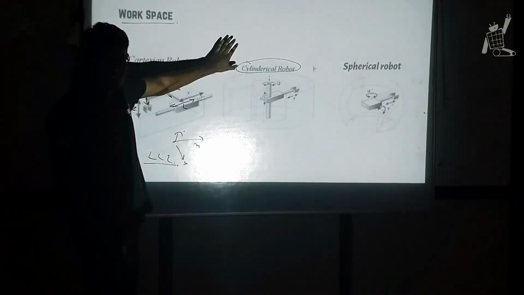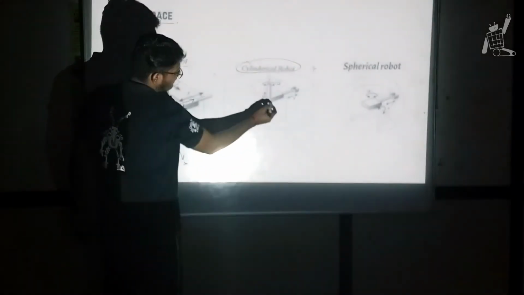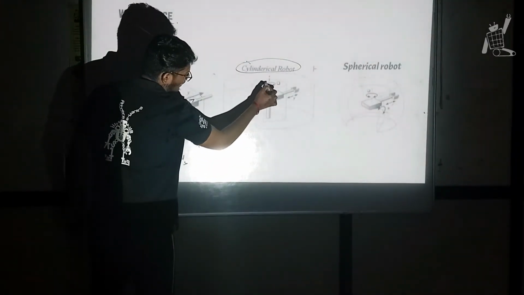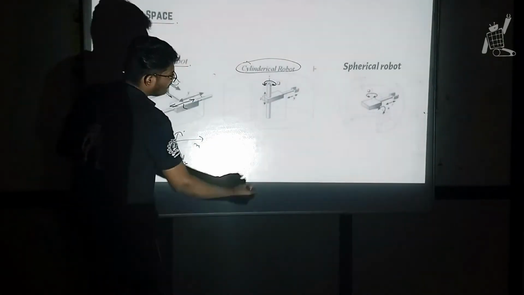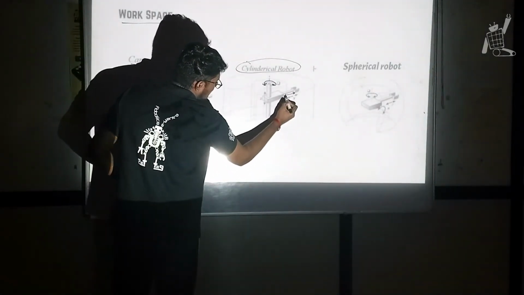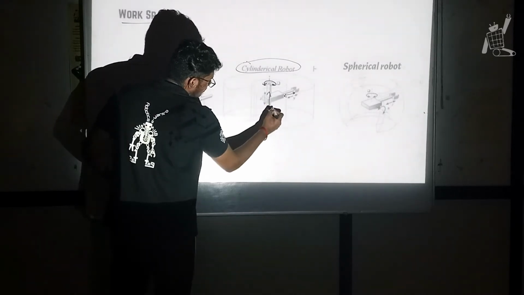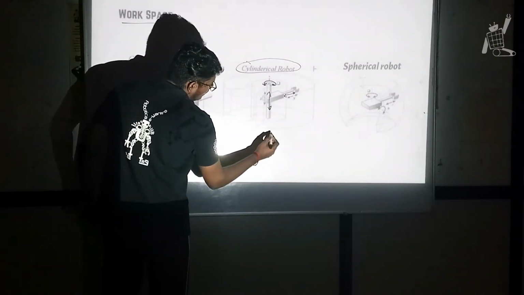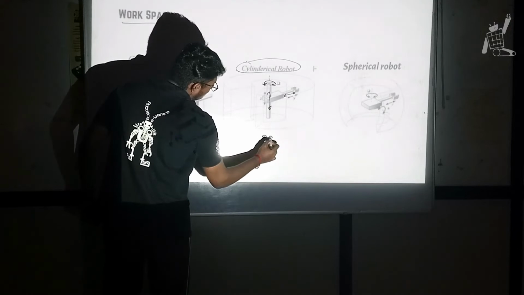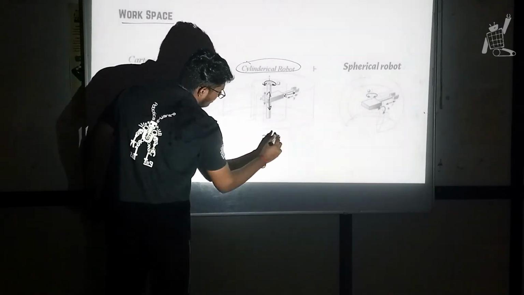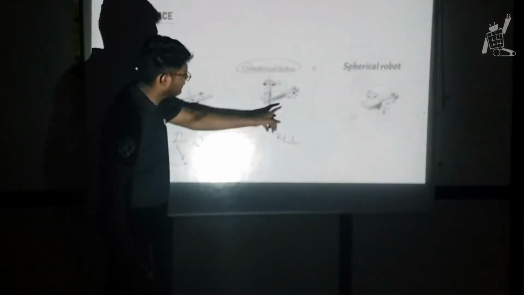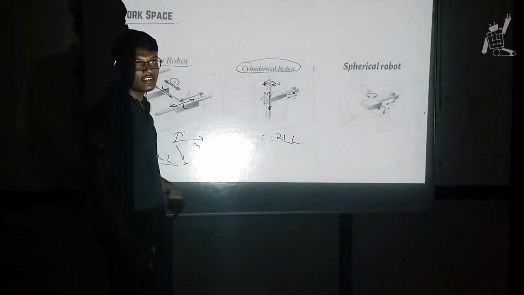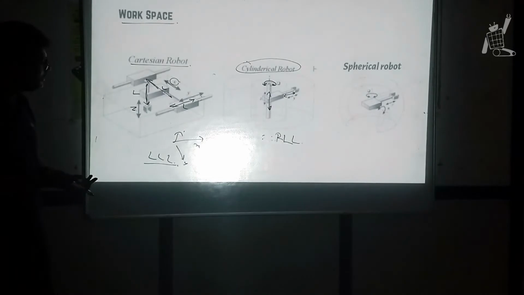Okay, next is the cylindrical robot. Here you can see this is rotating around this axis, so it has a rotation. Then there is a linear motion, and this also has a linear motion. So, one rotation and two linear. This is linear, and one is rotating. So that is a cylindrical robot.